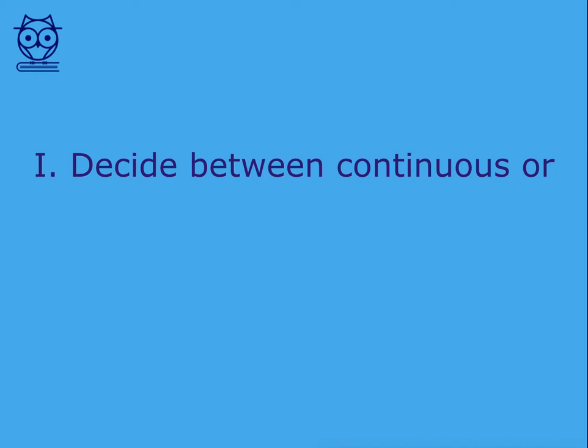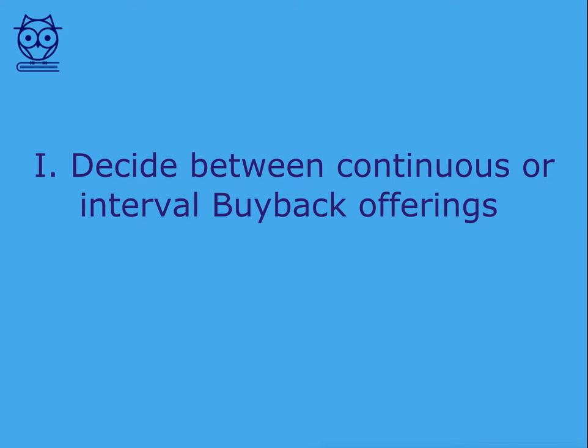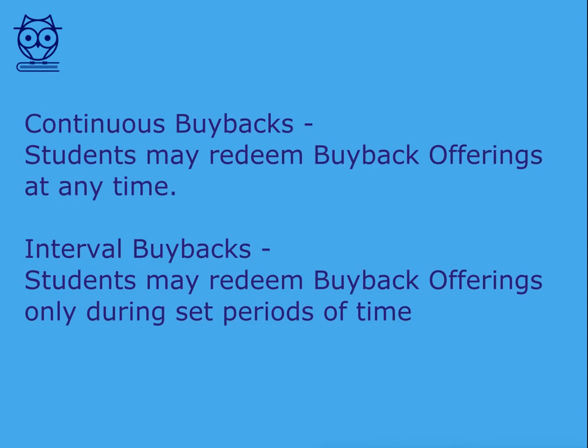Part 1. Decide between continuous or interval buyback offerings. With continuous buybacks, the window for students to redeem buybacks stays open throughout a term and from one term to the next. Whereas with interval buybacks, the window to redeem buybacks opens for a set period of time each term.